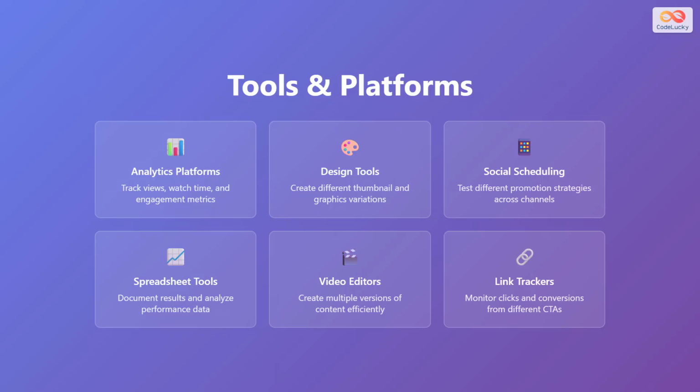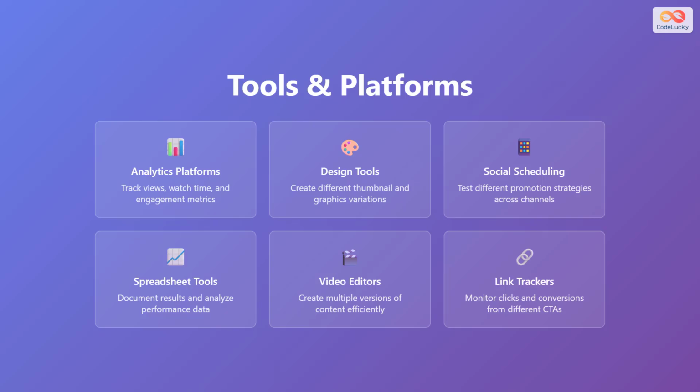Ready to start A/B testing? Here's your action plan. Step 1, choose your first test. Pick one element that's bothering you. Maybe your thumbnails aren't getting clicks. Maybe your subject lines aren't getting opens. Maybe your headlines aren't converting. Pick one. Step 2, create variations. Make version A and version B, they should be different in one clear way.